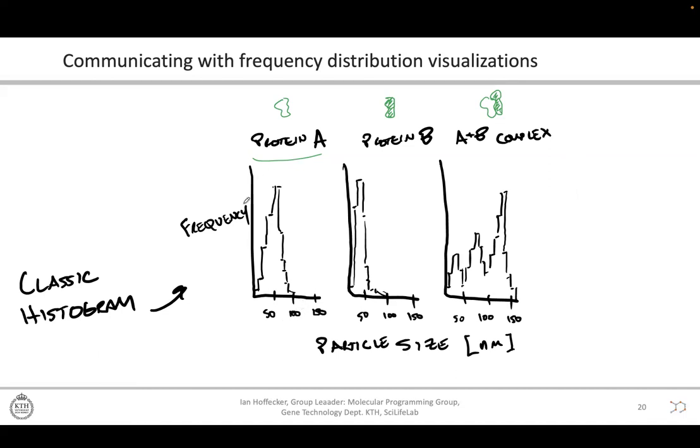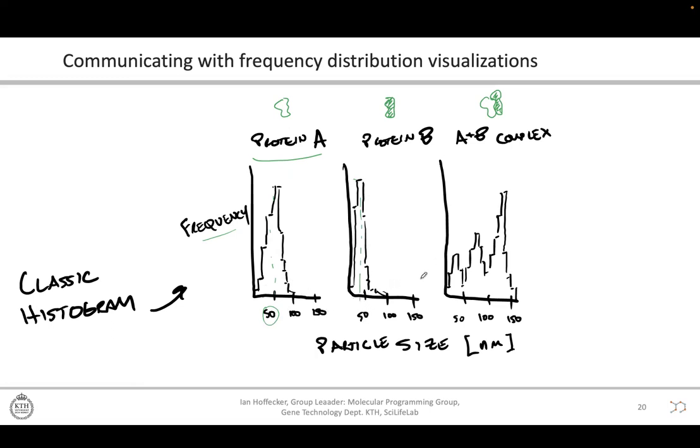We have a sample of just protein A here, and we see a count, a frequency, of how much of a particular size particle we have in this sample. We can see that around 50 nanometers diameter we have maybe the peak of our protein A. Then we have the same for protein B here, and visualizing it, we see that the peak is maybe closer, maybe a bit smaller than protein A.